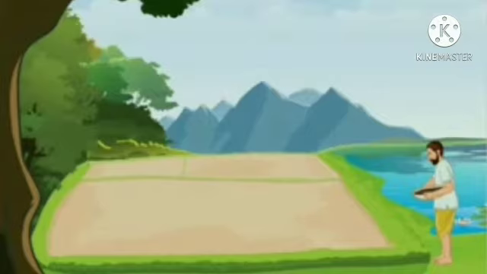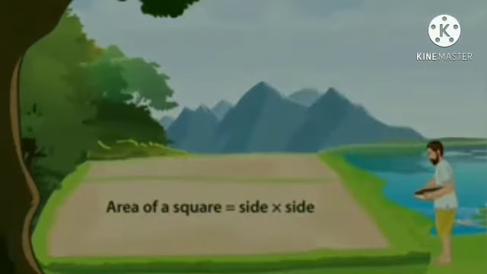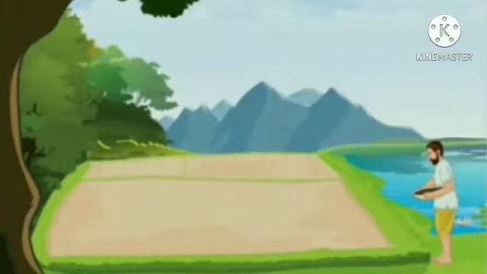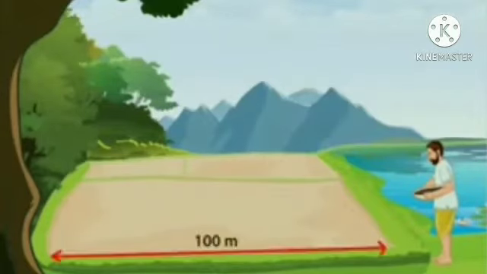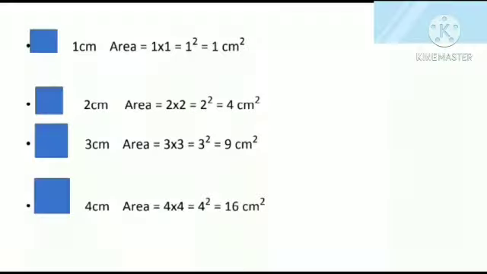We already learned about the area of a square. Area of a square is equal to side into side. If the length of a side of a square is 100 meters, its area is equal to 100 into 100 meters square, which is equal to 10,000 meters square.